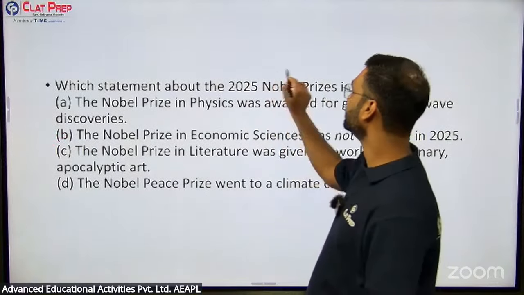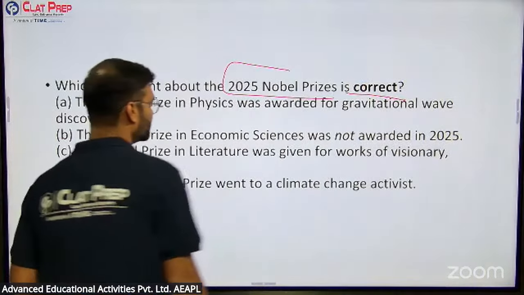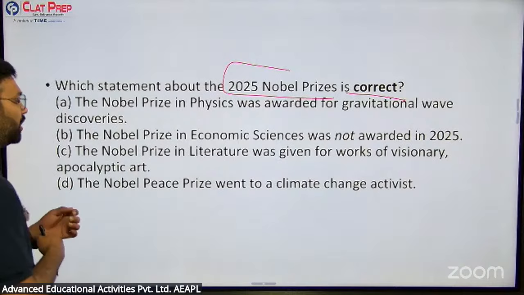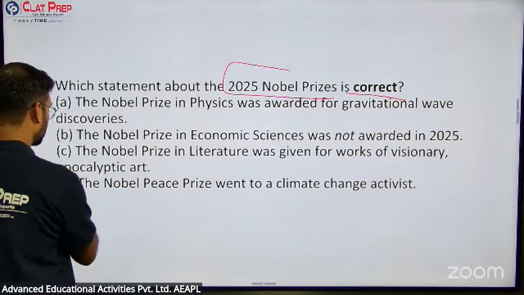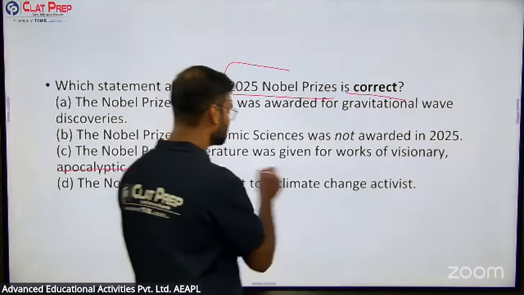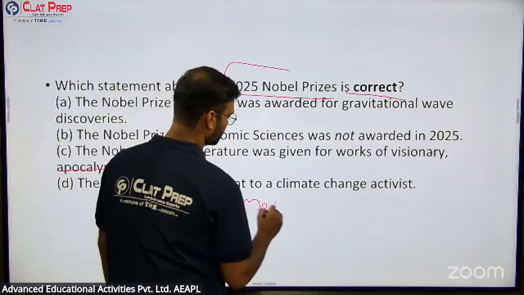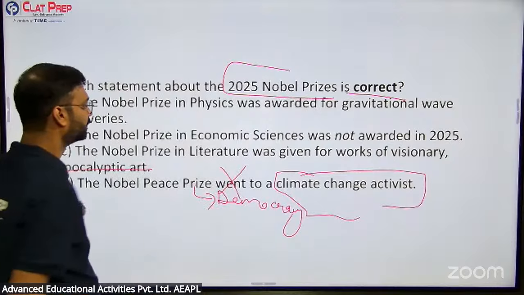Okay, next. Which statement about the 2025 Nobel Prize is correct? Now we have to recognize the correct statement, right? The Nobel Prize in Physics is awarded for gravitational wave discoveries. The Nobel Prize in Economic Science was not awarded in 2025. The Nobel Prize in Literature was given for works of visionary apocalyptic art. The Nobel Peace Prize went to a climate change activist. As we already discussed, the Nobel Peace Prize went to a person who has worked for democracy, and democracy does not have a relation with climate change. So this option is eliminated.